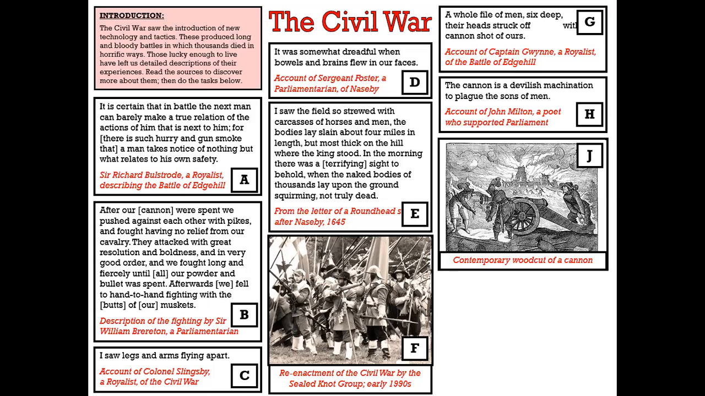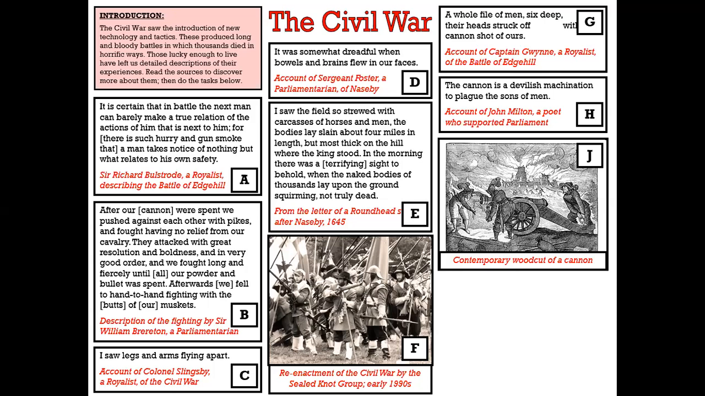Source B is a parliamentarian, a bloke called William Brereton, and he says the following: "After our cannon was spent, we pushed against each other with pikes and fought having no relief from our cavalry. I don't know why I'm giving it in this accent. I can't prove this is where he's from. They attacked with great resolution and boldness and in very good order. And we fought long and fiercely until all our powder and bullet was spent. Afterwards, we fell to hand-to-hand fighting with the butts of our muskets."